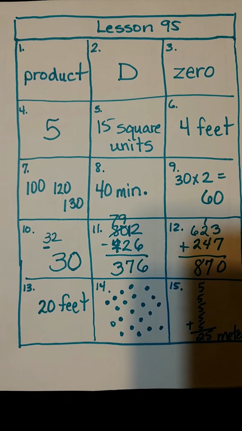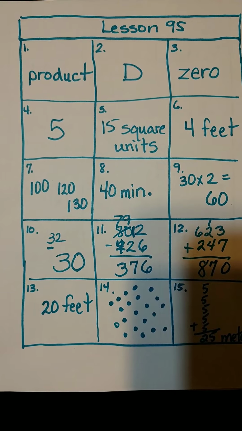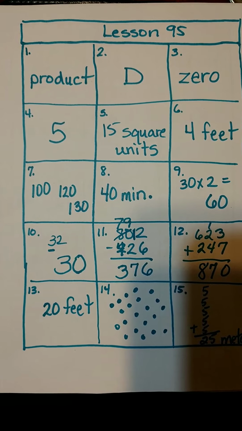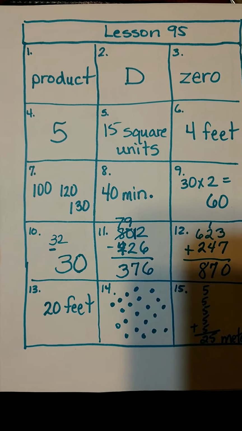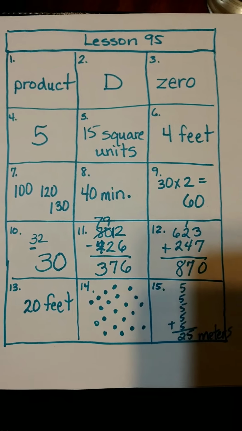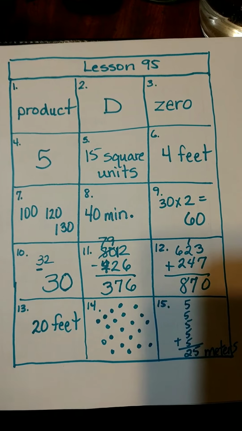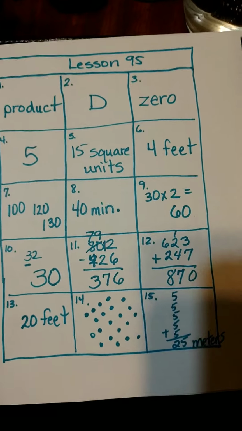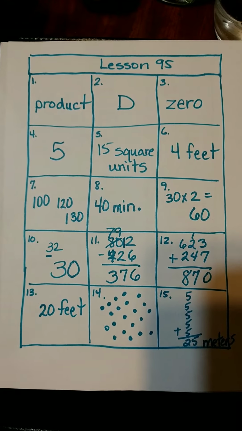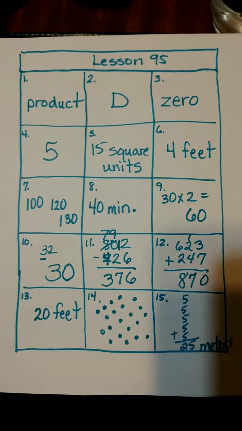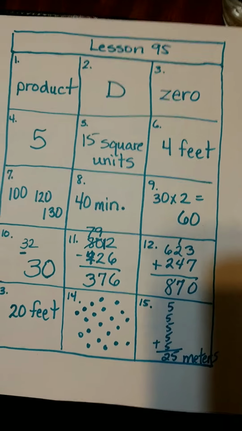On number 8, it said Mrs. White began her class at 5:05 p.m. The class ended at 5:45 p.m. How many minutes was the class? If you remember about time, the first number is the hour, and the second numbers tell you how many minutes past that hour. So we're dealing with 5 minutes after 5, and then we're dealing with 45 minutes after 5.